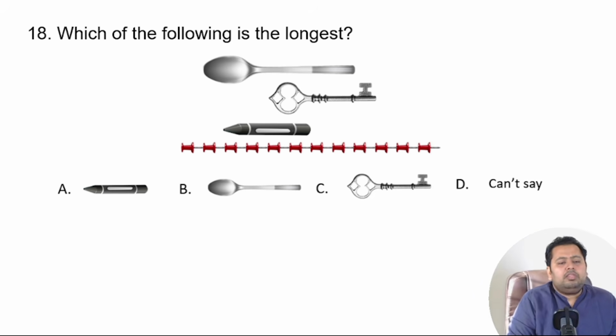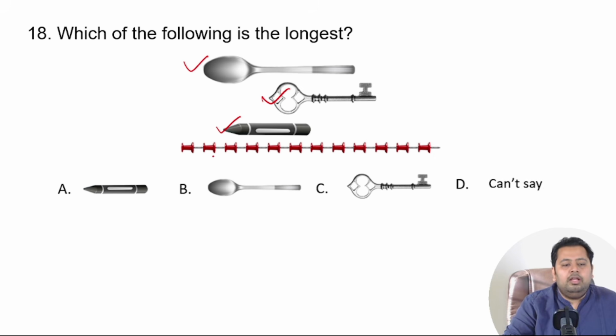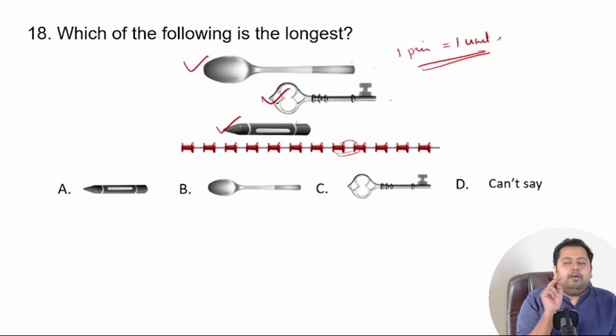Question number 18. Which of the following is the longest, right? You can see there is a spoon, there is a key, and there is a crayon, and you can calculate the length of all of these products using the size of the pin as a unit. Say one pin is equal to 1 unit. If you take that and try to find out the size of each of these products, then you will be able to get the correct answer. Again, I will take a pause of 3 seconds. You solve it, we meet the other side.